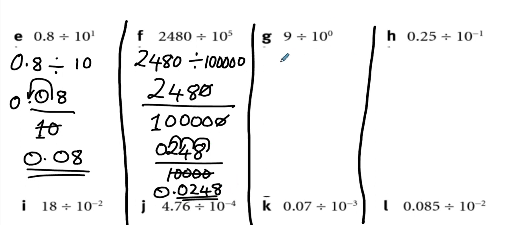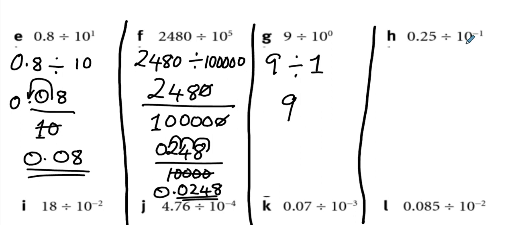Come to this one. 9 divided by 10 power 0. Remember what we discussed? Any number to the power of 0 equals 1. So 10 power 0 equals 1. So this will be 9 divided by 1. Any number divided by 1 equals that same number.